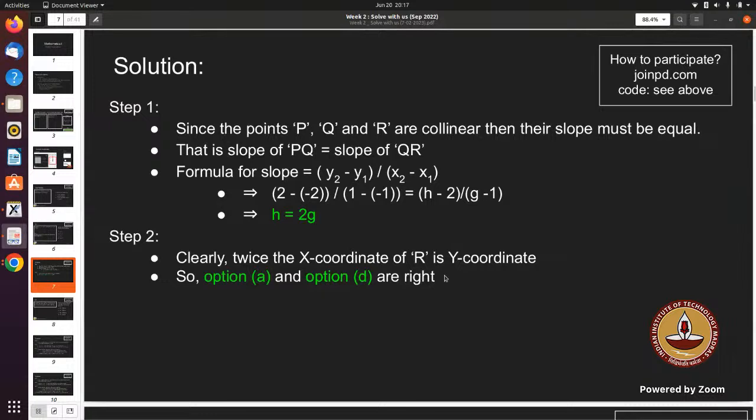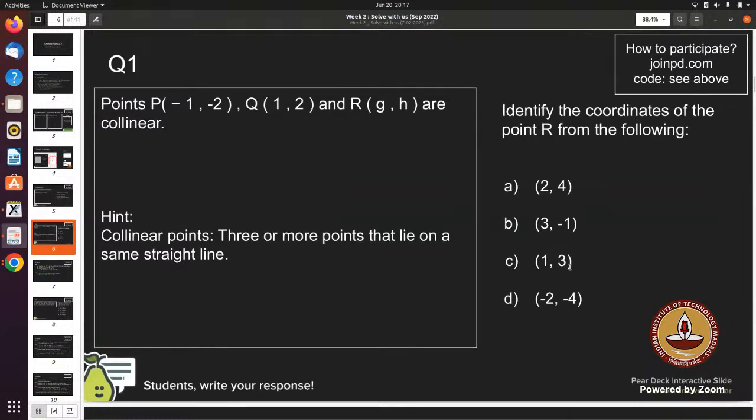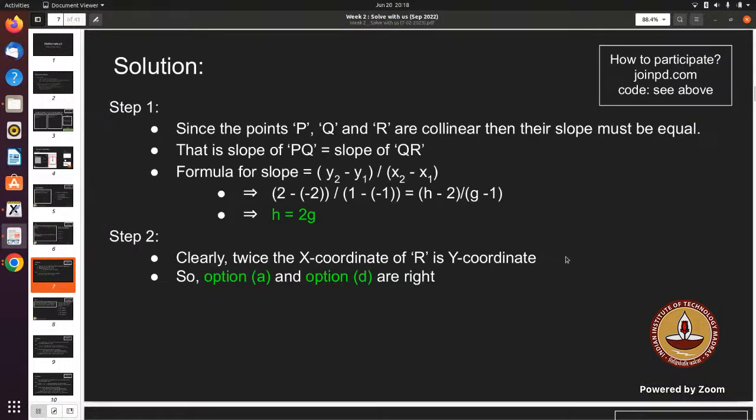And now from the given options, h equal to 2g is satisfied by only (2, 4) and (-2, -4). Only these two, right? Because (3, -1) and (1, 3) are not satisfied. H equal to 2g. So the only correct options are A and D. Is it clear? So that their slopes will be equal.